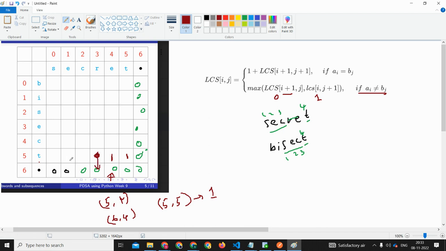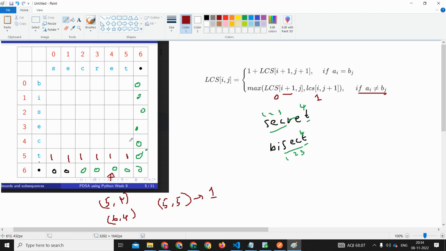So look at the bottom. First look at T and R. Are they matching? No. If they are not matching, look at the bottom element and the right element. So we have 0 here and 1 here. What is the maximum of these two? 1. Very good. Similarly, T and C doesn't match, so put the maximum of these two: 1. 1, 1, 1. Very good.